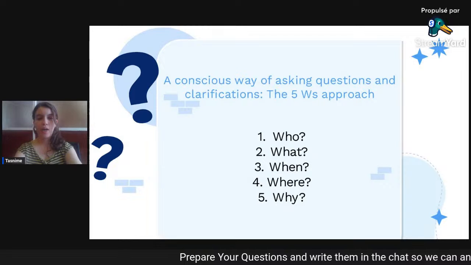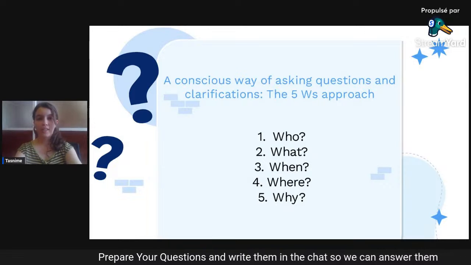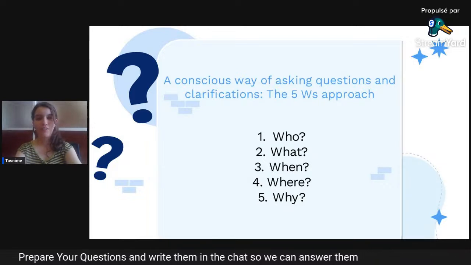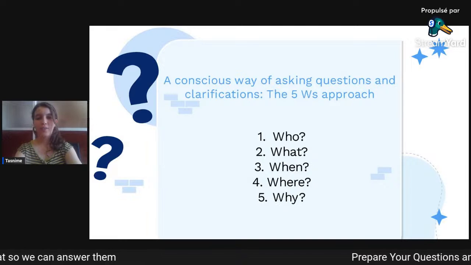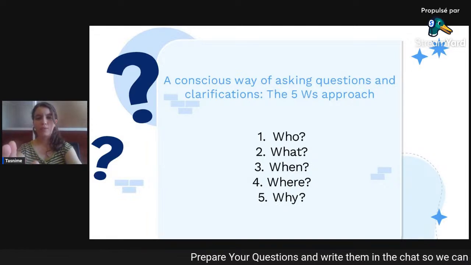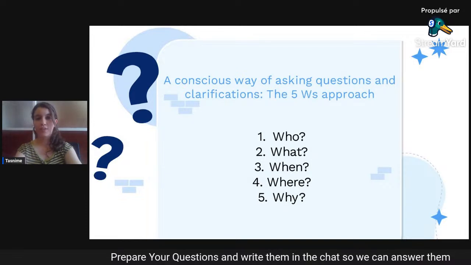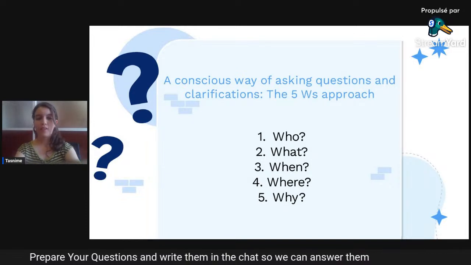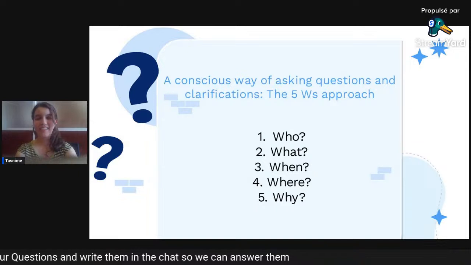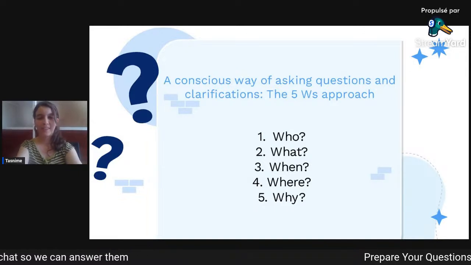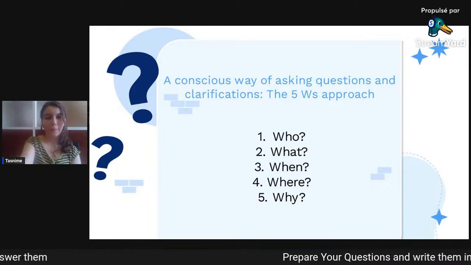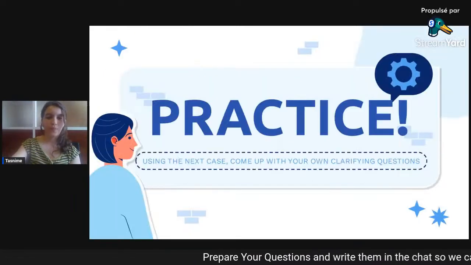Who is about knowing who are the individuals involved and giving context to the situation. What is about the specific actions or events, and the when is about setting a time frame, a good deadline, and understanding the sequence process of the project. Where is about the determination of the location or the platform, and why is all about the motivation and purpose behind it.